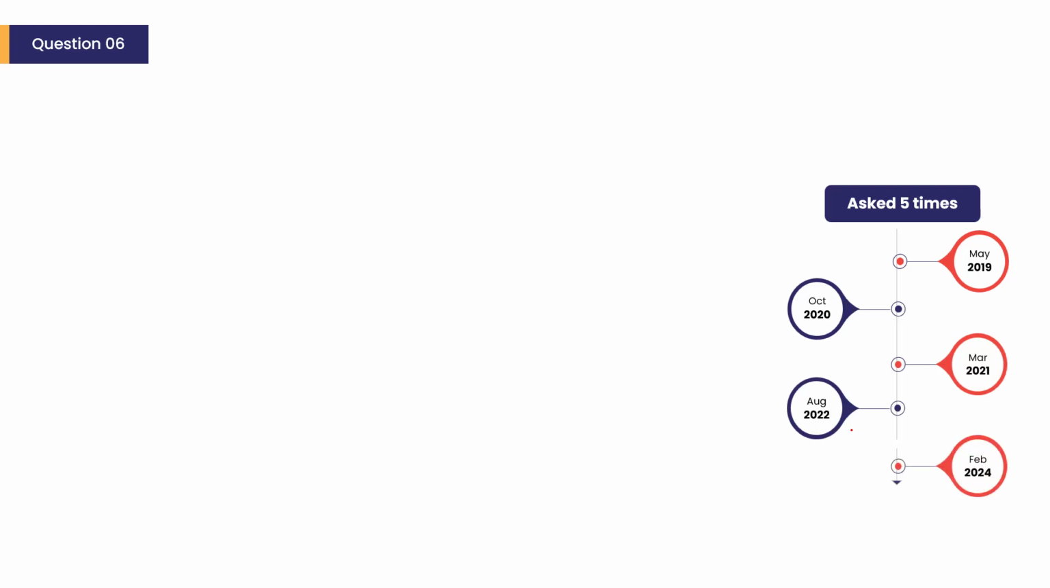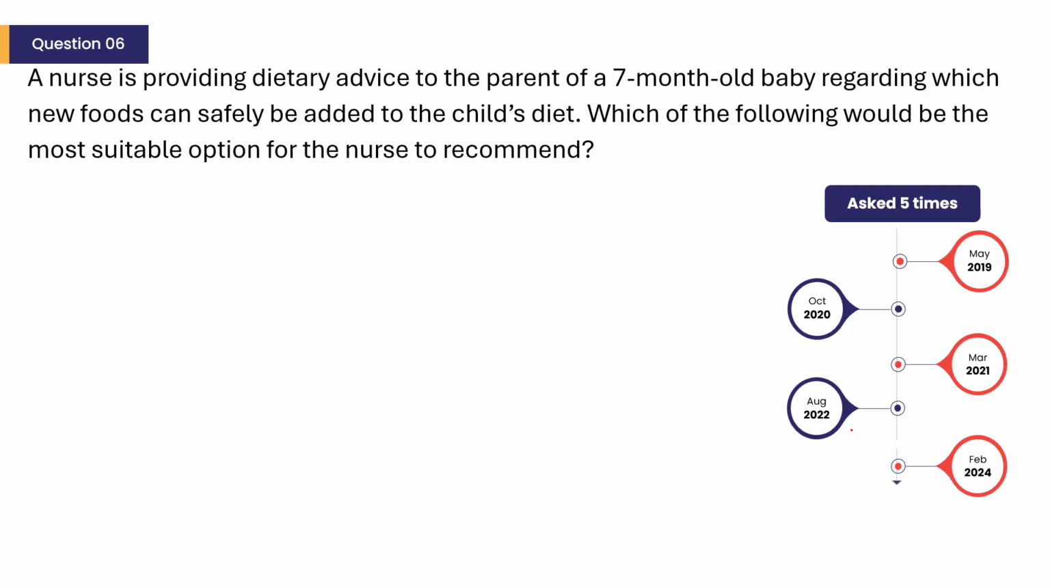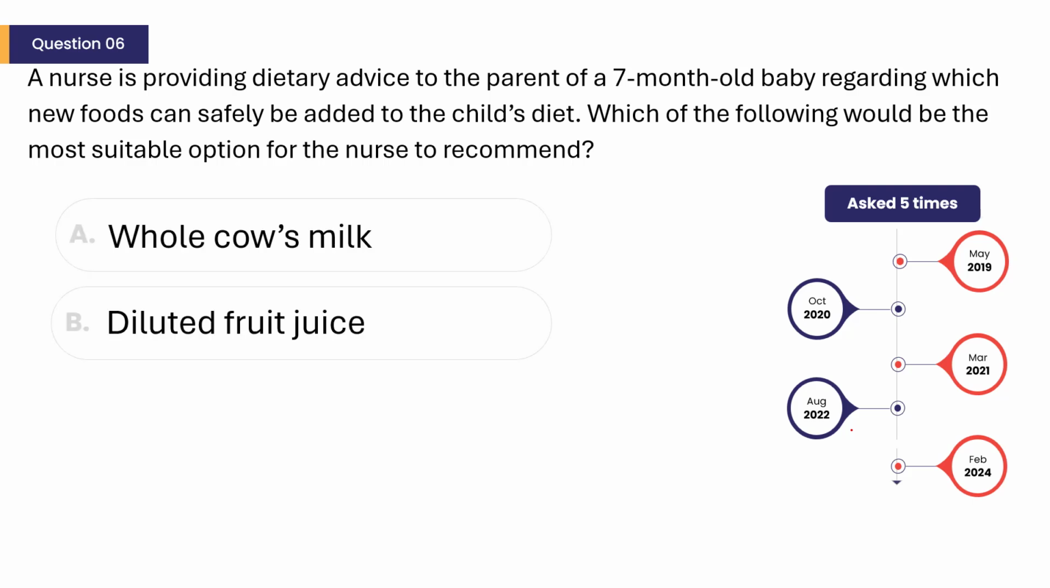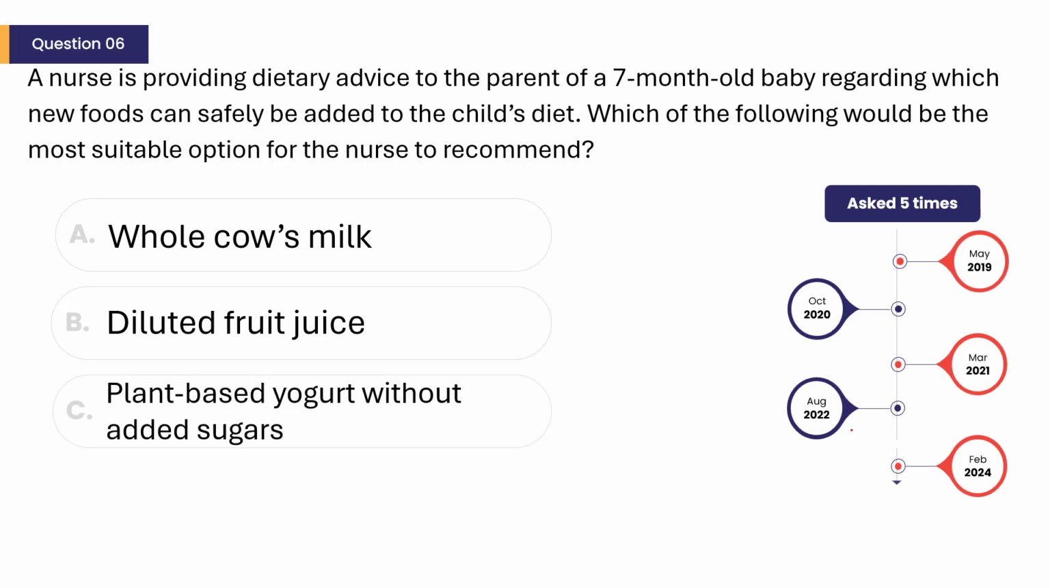This dietary recommendation for infants has been asked 5 times in the last 5 years, making it a commonly repeated topic in exams. A nurse is providing dietary advice to the parent of a 7-month-old baby regarding which new foods can safely be added to the child's diet. Which of the following would be the most suitable option for the nurse to recommend? A. Whole cow's milk. B. Diluted fruit juice. C. Plant-based yogurt without added sugars. D. Sweetened electrolyte beverages. The correct answer is C.